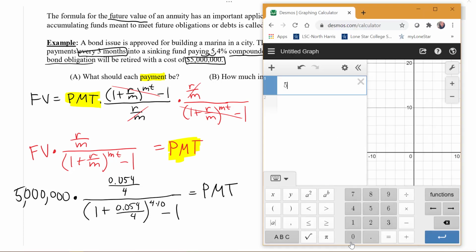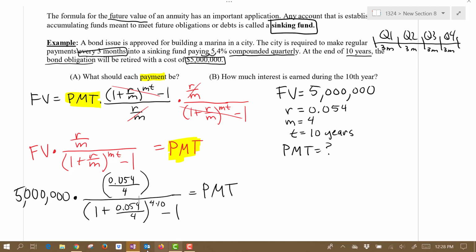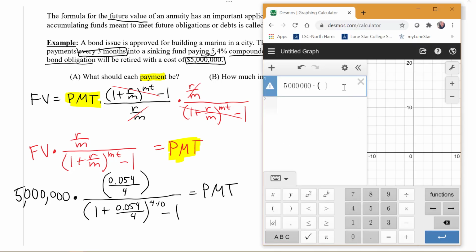Alright, so I'm going to type in 5 million. Okay, I'm going to multiply that times that big fraction. So I'm going to put parentheses. It's always a good idea to put parentheses around everything at the top and the bottom. Okay, so I'm going to go ahead and just start with parentheses. Bring that back up. And then inside of that, I'm going to put that fraction. So I'm going to put my interest rate divided by 4.